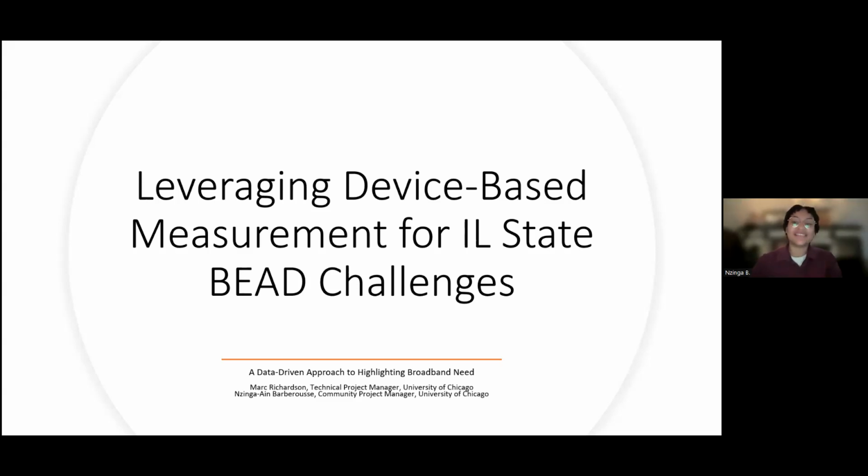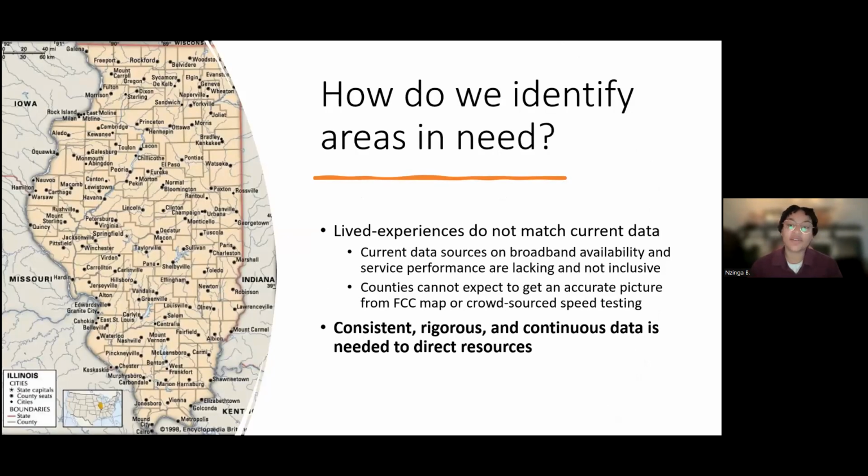Well, hi, everyone. I'm Nzinga. I'm the Community Project Manager for the Internet Equity Initiative at the University of Chicago. And I am here with Mark Richardson. He's our Technical Project Manager. We're presenting on leveraging device-based measurement for the Illinois State BEAD challenges, and we're looking at this from a data-driven approach. So thank you, everyone, for coming and listening.